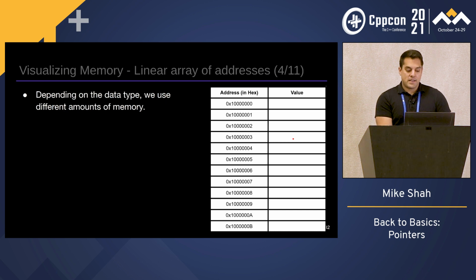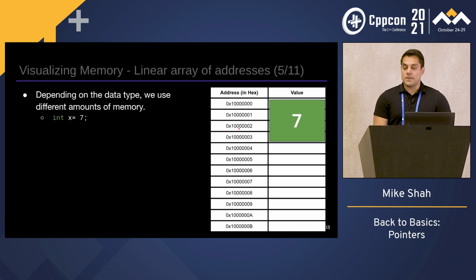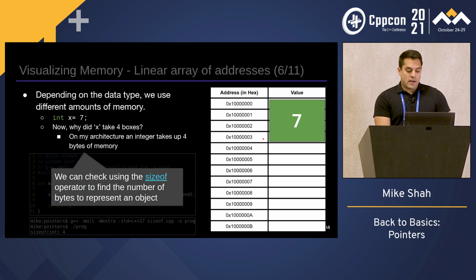Okay, so let's go ahead and store something like int x equals 7 here. Okay, so I need, well, 4 boxes here. Why 4? Well, we have to sort of figure that out for our machine. What does it mean to store an integer? On my particular machine, it means 4 of these boxes or 4 bytes, where each one of these boxes is 1 byte or 8 bits.